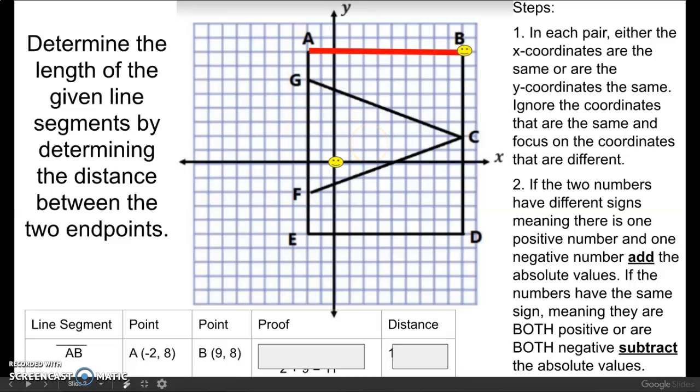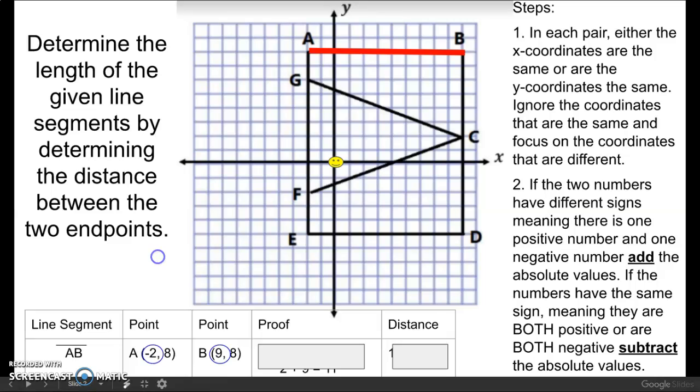In each pair of endpoints that we're going to do today, either the x coordinates are going to be the same or the y coordinates are going to be the same. Once we identify which ones are the same, we are going to ignore the coordinates that are the same and focus only on the coordinates that are different. In this example, point A has an x-coordinate of -2. Point B has an x-coordinate of 9. These numbers are not the same.